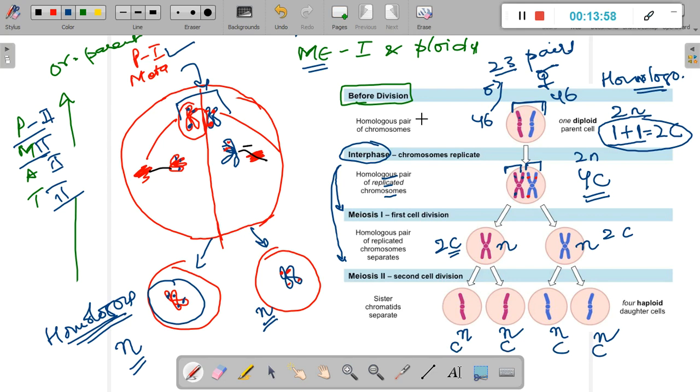And I hope with this video I would succeed in making you realize why at the end of meiosis 1 we have 2 haploid cells and not 2 diploid cells with half the amount of DNA.